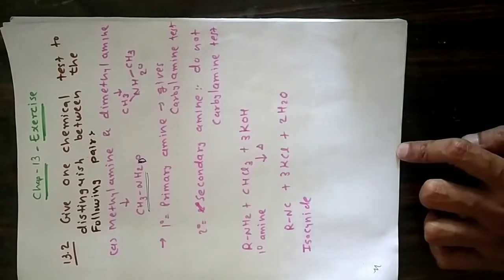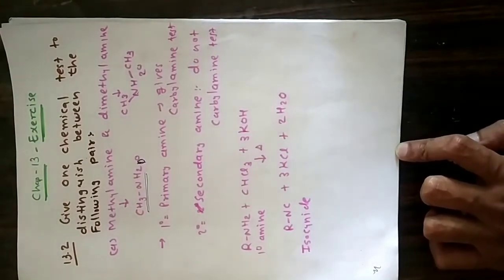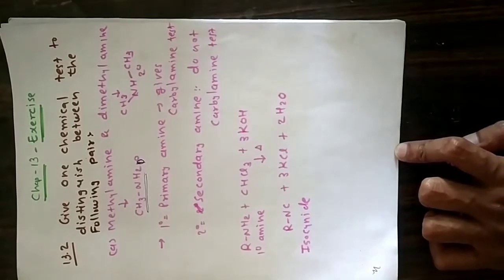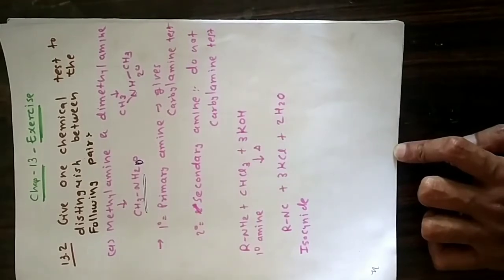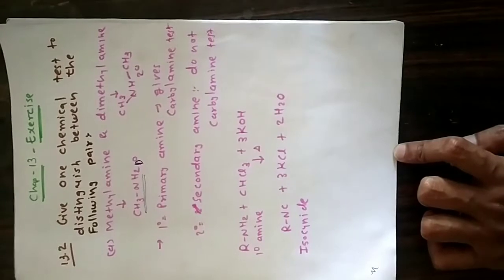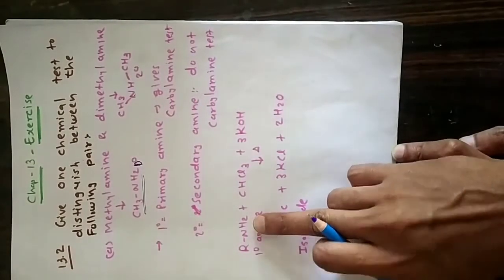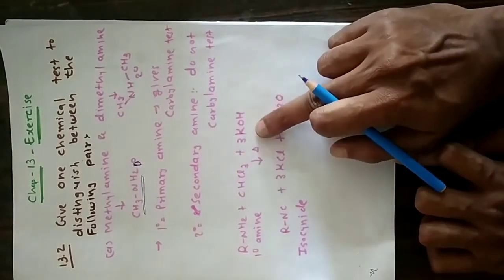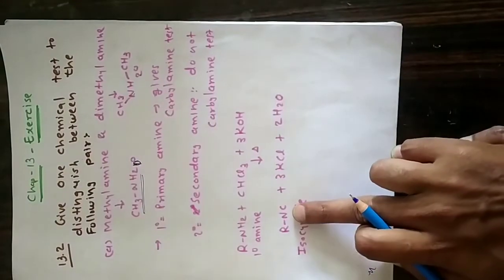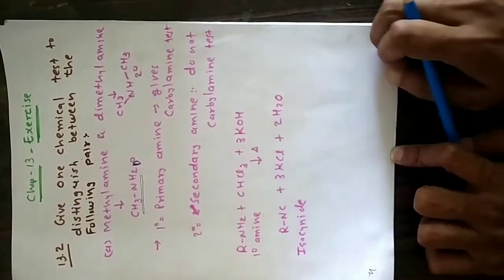So we have to distinguish between 1 degree and 2 degree amine. For that we have the carbylamine test. We have seen that reaction in theory also. Primary amine gives the carbylamine test, but secondary amine does not give the carbylamine test. The reaction is like this. When primary amine reacts with chloroform in presence of KOH and we heat it, it gives isocyanide as product. As byproduct we get KCl and H2O.